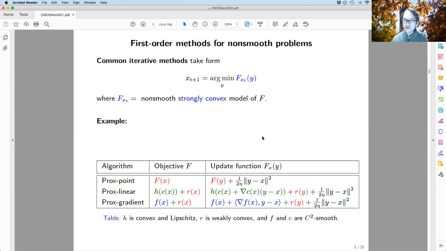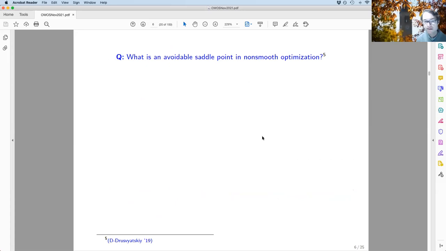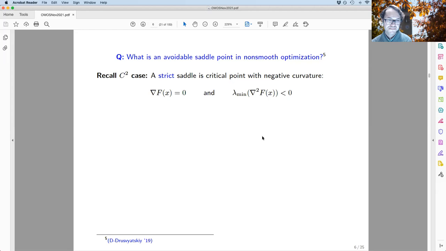All right, so this is the class of algorithms that I'm interested in. For this class of algorithms, the question then is, do they avoid saddle points? In order to answer this question, we have to be clear on what we mean by a saddle point in non-smooth optimization. This is what my work back in 2019 with Dmitry Drusvyatskiy tried to answer. To get a sense of the answer that we provided, it's instructive to go back to the smooth setting and build up the example case by case. So let's go back to the C2 smooth setting. In that case, we know that a strict saddle point is simply a critical point where the Hessian has a negative eigenvalue.